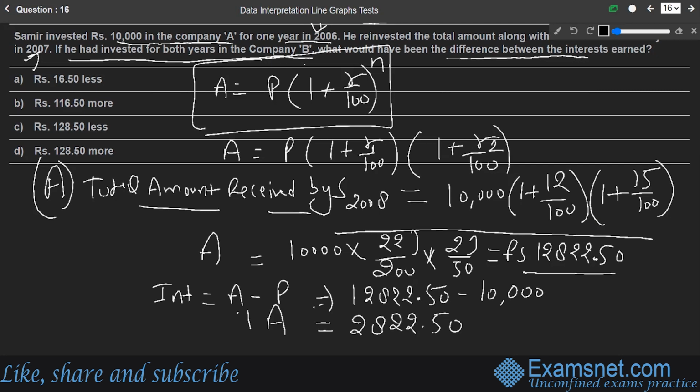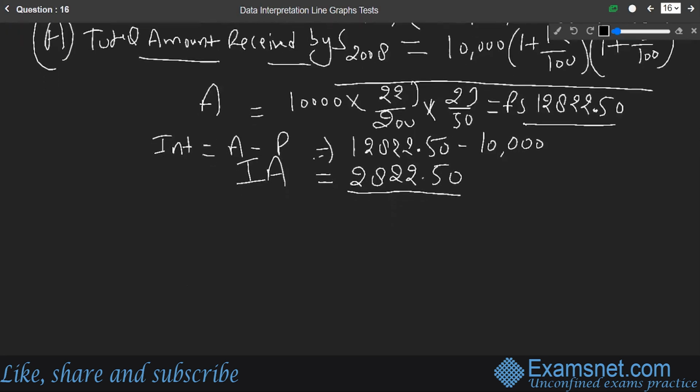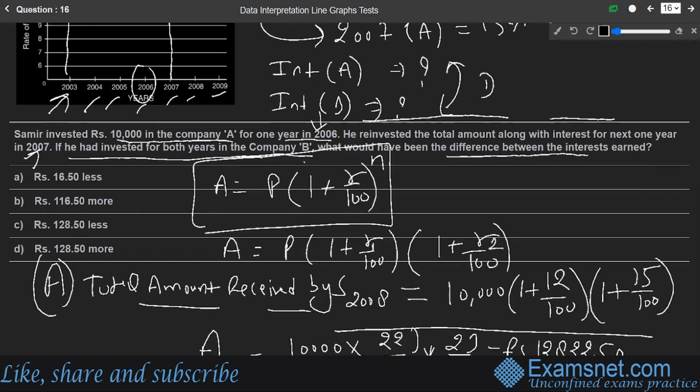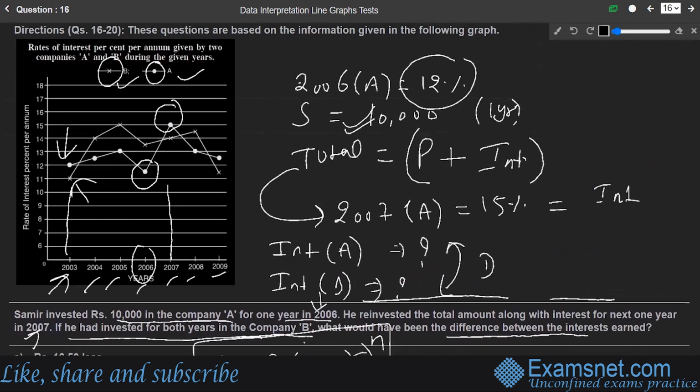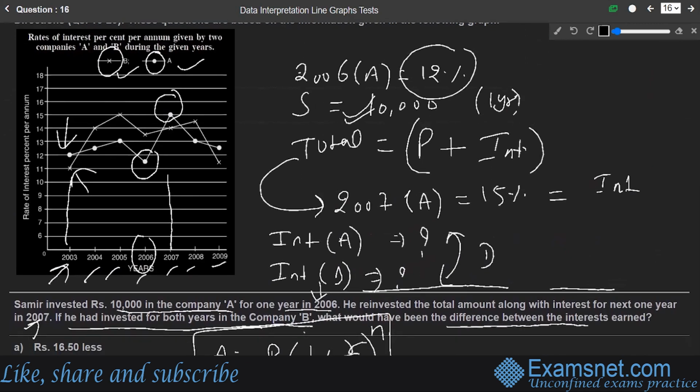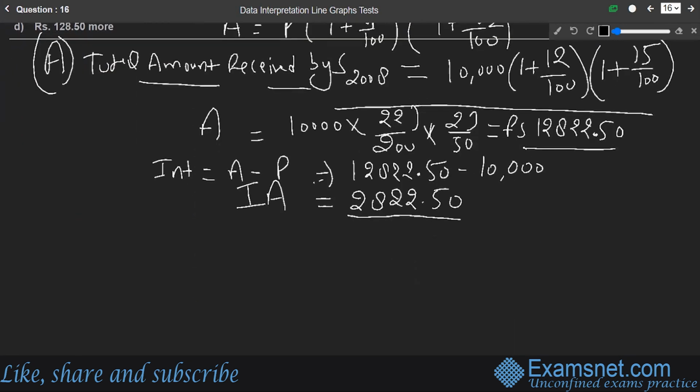So interest earned by the company by investing in company A is 2,822.5 rupees. Now let us find out the same thing if he would have invested in company B. What are the rates of interest of company B in the year 2006 and 2007? In 2006, the chart says the interest of company B is 13.5, as seen from here, and in 2007 the rate of interest is exactly 14%. Okay, 13.5 and 14%, these are the two rates of interest.